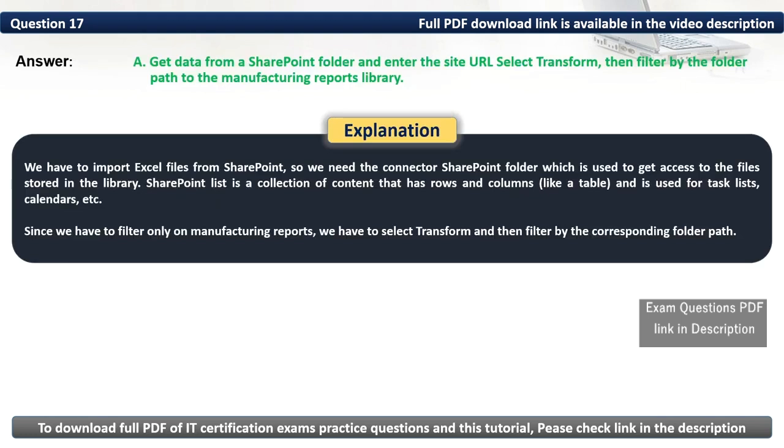We have to import Excel files from SharePoint. So, we need the connector SharePoint folder, which is used to get access to the files stored in the library. A SharePoint list is a collection of content that has rows and columns and is used for task lists, calendars, etc. Since we have to filter only on manufacturing reports, we have to select transform and then filter by the corresponding folder path.